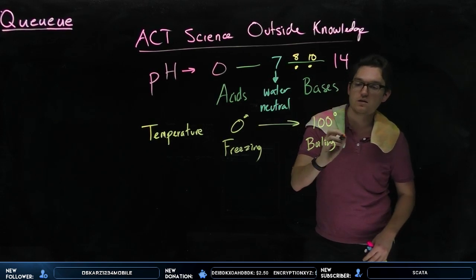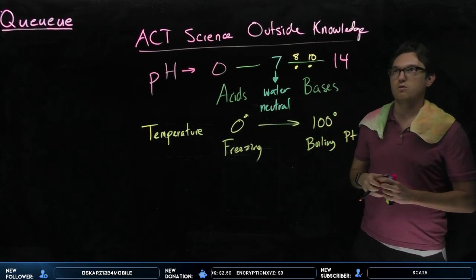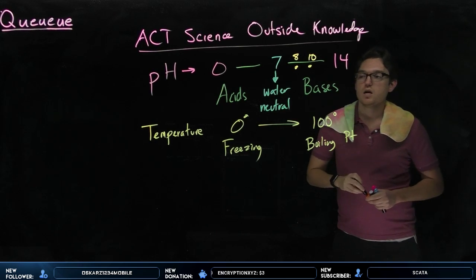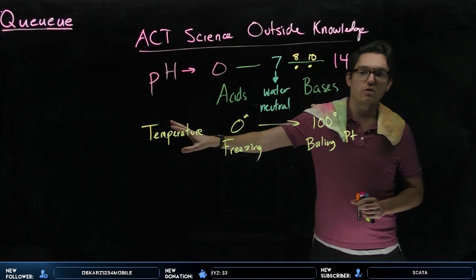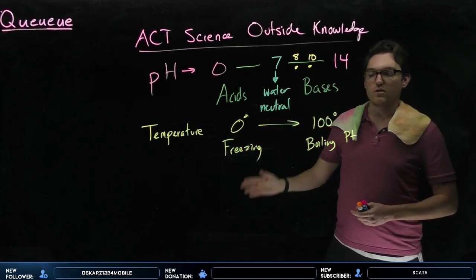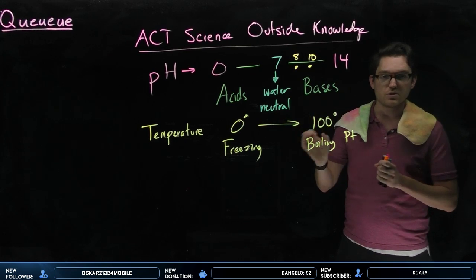So what that means, as far as states of matter goes, if you are somewhere between 0 and 100, you are liquid. If you are below 0, you are a solid because you're ice. And if you're above 100, you're a gas because you're water vapor. That only applies to water, okay? But those are the important temperatures you need to know.